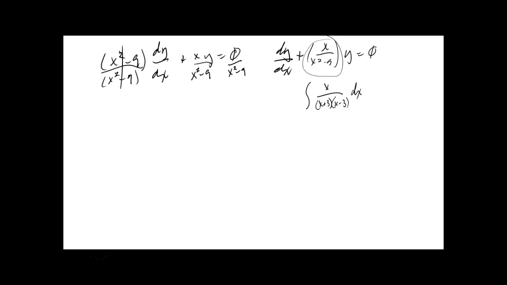How do you do that? Partial decomposition. Yes, yes, yes. You're so good at it. So let's go over to the side here and say x over x plus 3 times x minus 3 is going to be something of the form of what? It equals a over x plus 3 and then b over x minus 3. And then you can just rewrite it as a times x minus 3 plus b times x plus 3.